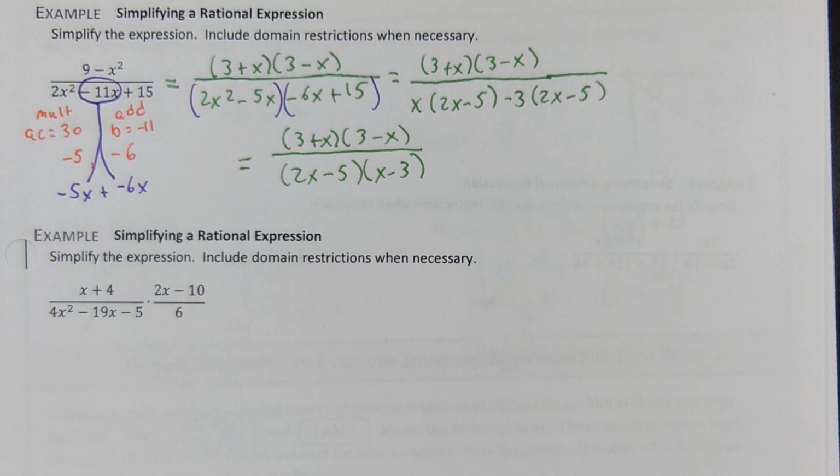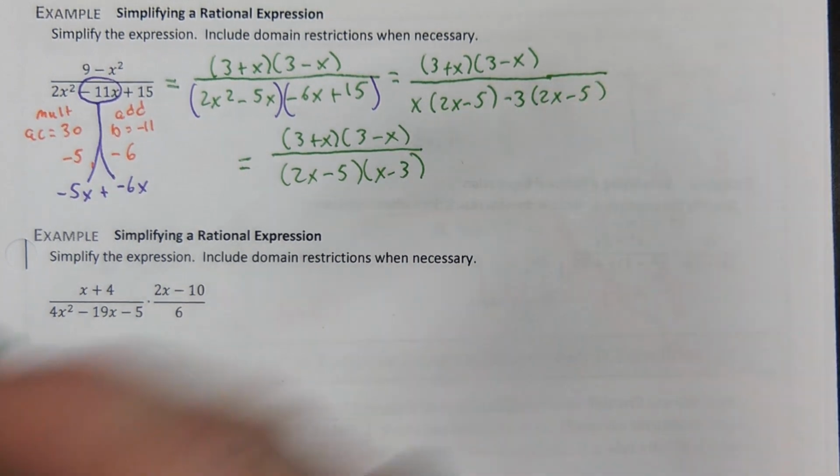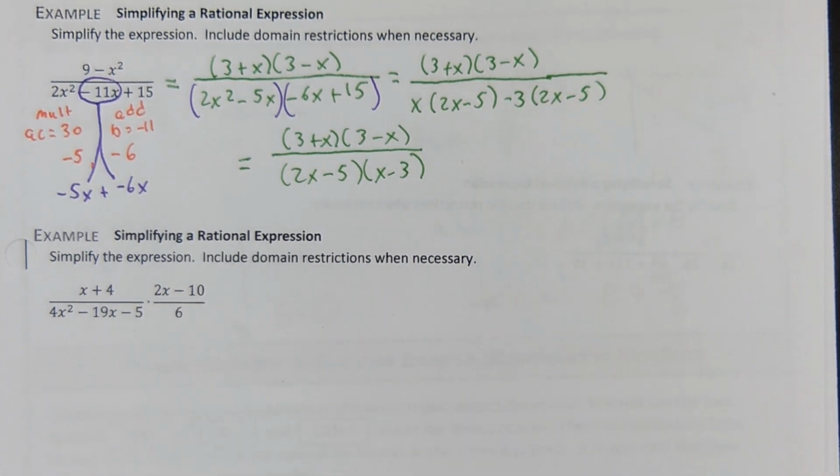But gosh darn it, 3 minus x is almost the same as x minus 3. I mean, the subtraction is just out of order. Now, I can't just switch. 3 minus x is not the same as x minus 3. And that's really easy to prove. I mean, pretend x is 0. That would give you 3 and negative 3. They're clearly not the same thing.